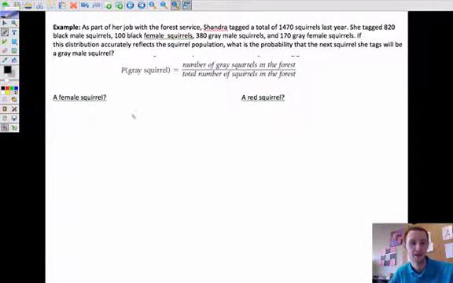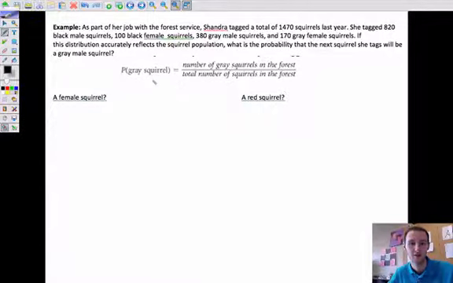Okay, so an example: as part of her job working with the forest, Chandra tagged a total of 1,470 squirrels last year. She tagged 820 black male squirrels, 100 black female squirrels, 380 gray male squirrels, and 170 gray female squirrels. If this distribution accurately reflects the squirrel population, what is the probability that the next squirrel she tags will be a gray male squirrel?